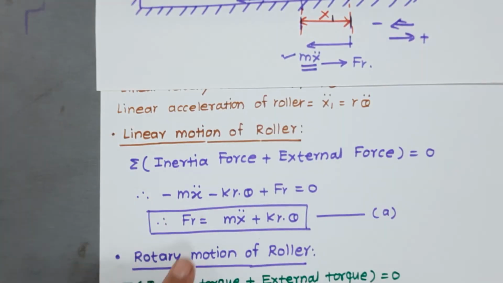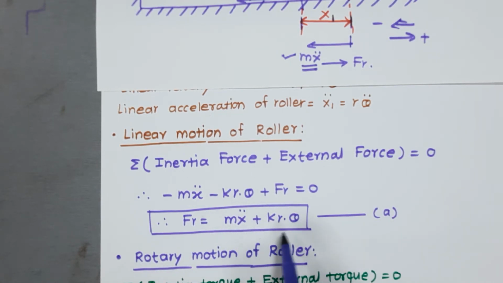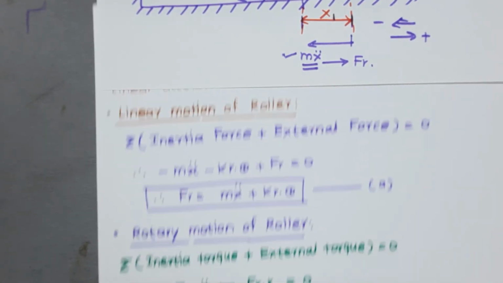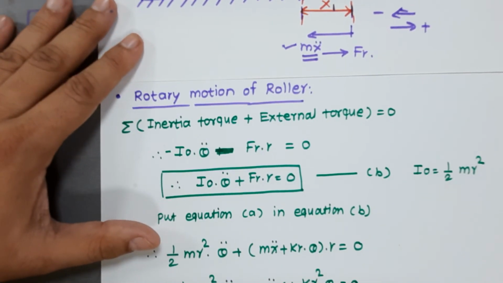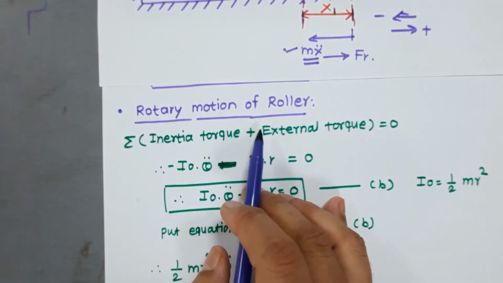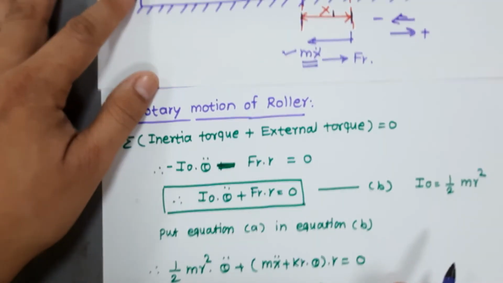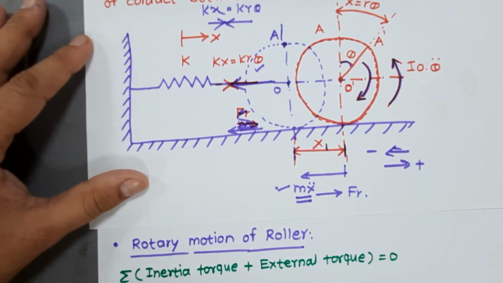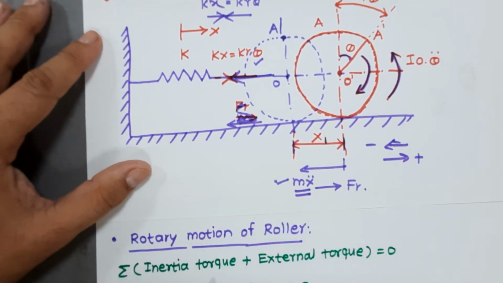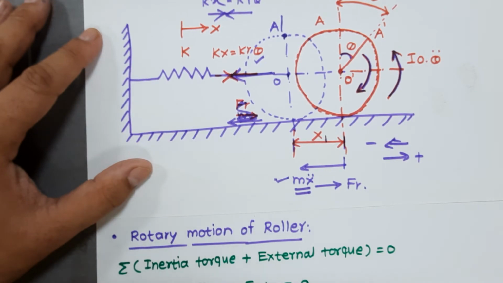So this is your equation A, that means fr is equal to m x double dot plus kr into theta. This is called our equation number A. Now we have to focus on rotary motion of the pulley. Now rotary motion in this diagram, friends, in rotary motion which torques do you have to take? Inertia torque plus external torque.